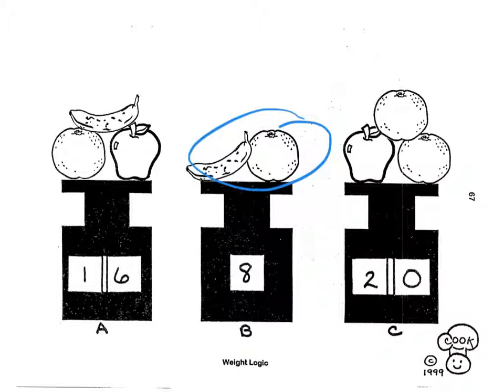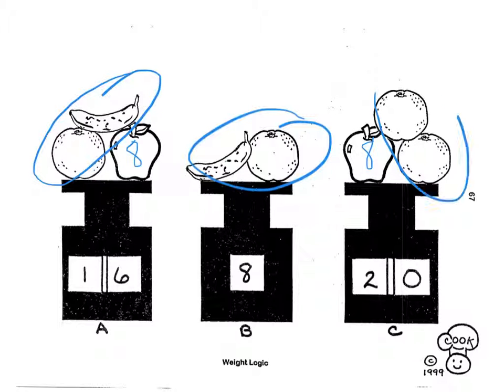If, as we see, the orange and the banana are 8, we find the orange and the banana here is 8. That leaves the apple as 8. If the apple is 8, then there's 12 left for the 2 oranges. Each orange must be 6. So we have 6 and 2. Let's see if that makes sense. 8, 6, and 2. Yep.